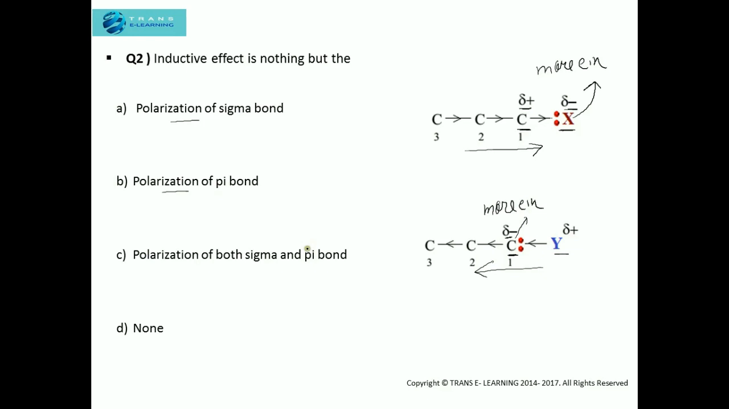So which one of them is correct? We have understood the concept of polarization. Now what about the sigma bond and the pi bond? The first bond that is formed, the primary bond between the atoms, is the sigma bond, and then we have the pi bond which leads to the double bond or the triple bond. So the inductive effect is nothing but the polarization of sigma bond. The displacement of the electrons takes place through the sigma bond, not through the pi bond. So the correct option is A.